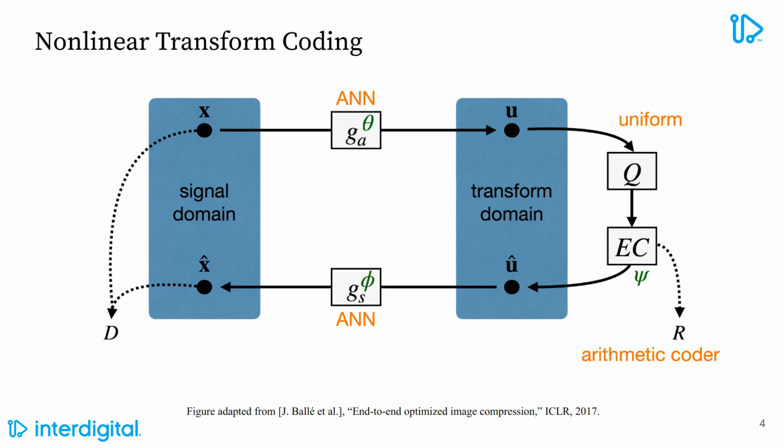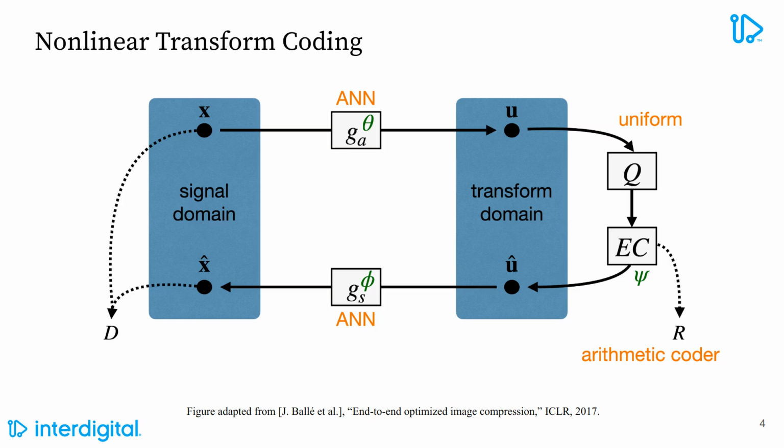Now we move on to nonlinear transform coding via artificial neural networks. This time, the input image X is fed into GA, which is an encoder-side nonlinear transform with learnable parameters theta. Then, the result U in the transform domain is once again quantized and losslessly entropy coded. The quantized U hat is then fed into GS, which is a decoder-side nonlinear transform with learnable parameters phi. This outputs the reconstructed image X hat.